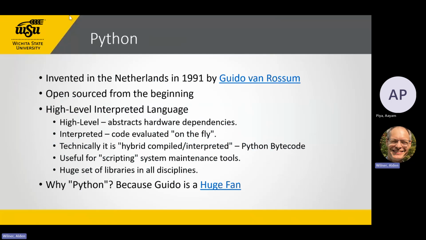So anyhow, high level means that you don't have to worry about what kind of hardware you're running on. Low level means you have to write your code specifically for that operating system, specifically for that piece of hardware, right? It's interpreted. That means evaluated on the fly. In other words, you write your Python code, and you can execute straight out of that .py file, .ipynb file, whatever it is.